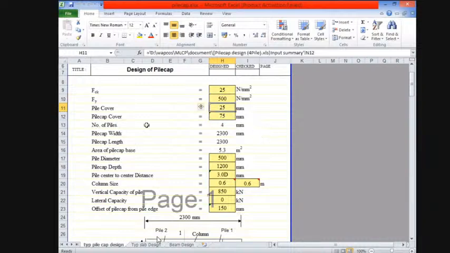So it is 25 mm here, as given. Then pile cap cover. If it is an isolated footing, we had given that cover as 50 mm. As I told you earlier, for the pile cap we have to give a minimum cover of 75 mm.